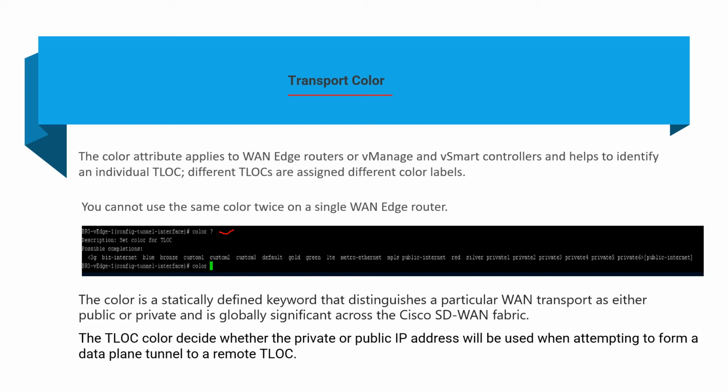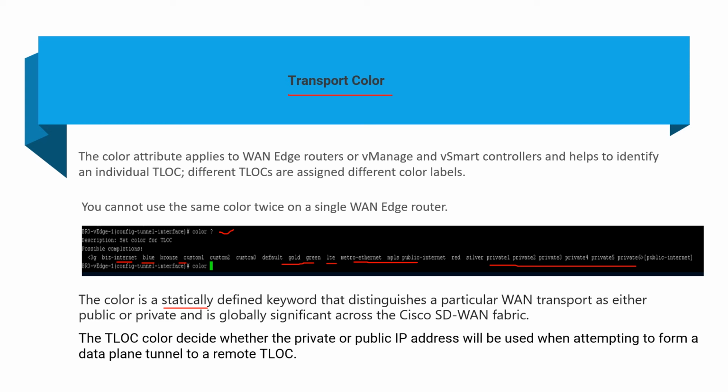What are the possible options available for the color? You can divide them into public and private. So you see beige, internet, blue, bronze, gold, green, and there's LTE for 4G. And then you have metro ethernet, MPLS, and you have private 1 to private 6. So you can see which one can be used for public and which one can be used for private interfaces or transport. These colors are predefined, so you cannot change them. You only have the option to choose from here.